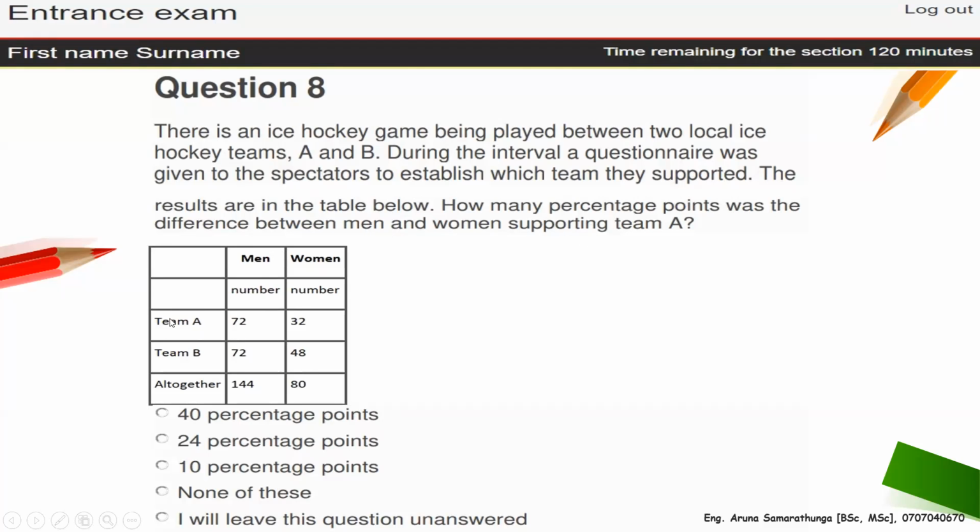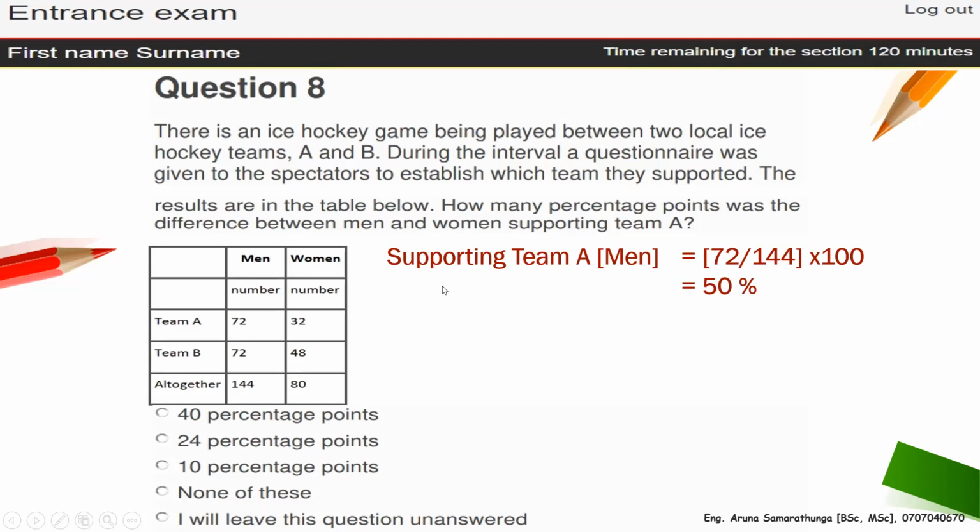Now this is team A results, and this is team B results, and this is men, and this is women. So let's take this picture, supporting team A. Now how many men come to watch this game?